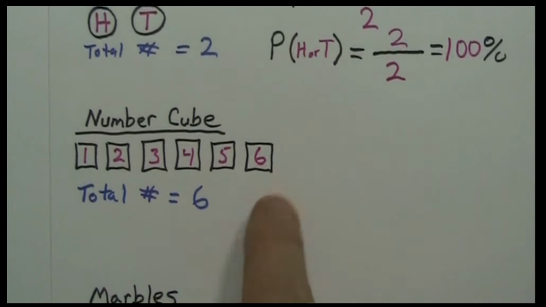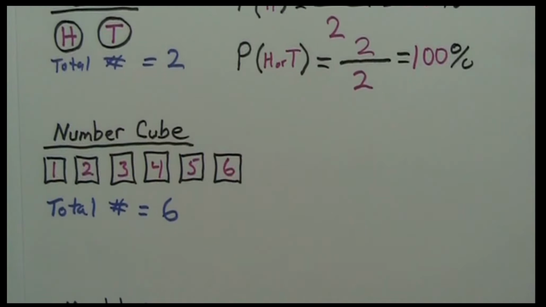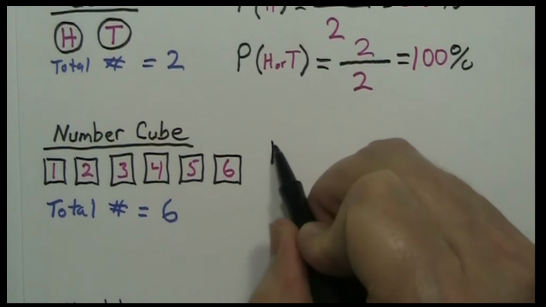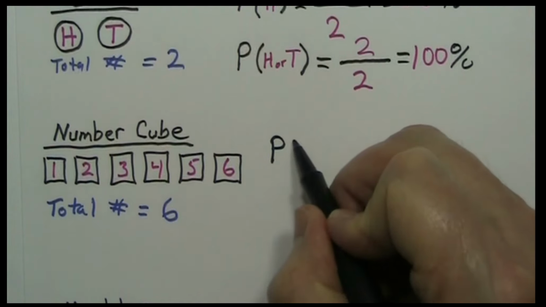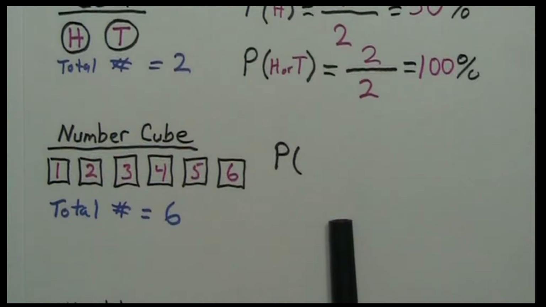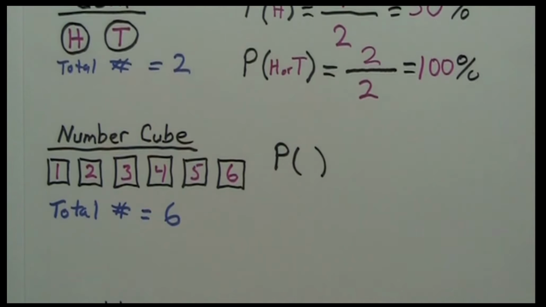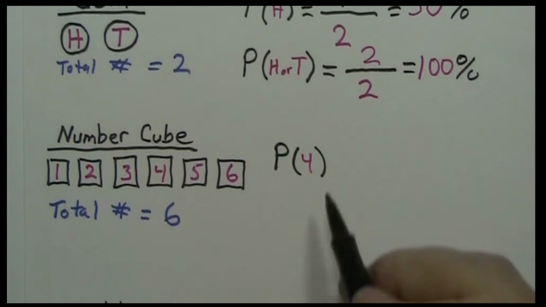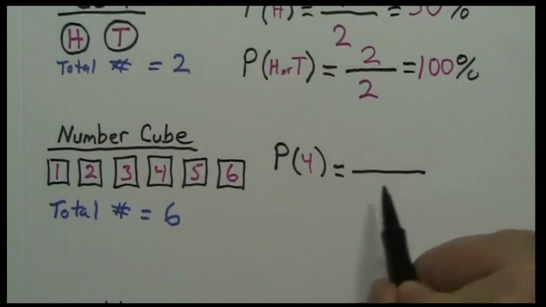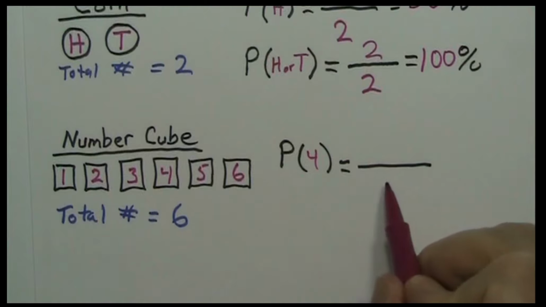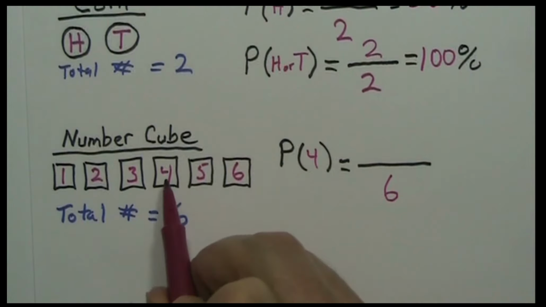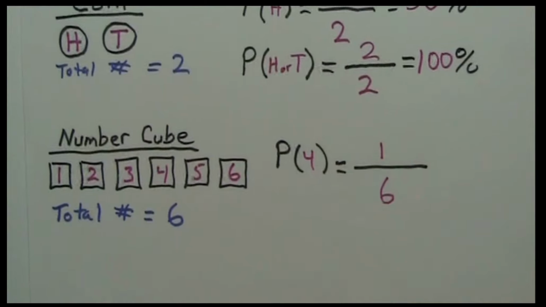So there's 6 total possibilities. So what is the probability of rolling a 4? Well, let's see. The total number is 6. There's 6 possible. That goes on the bottom. And how many 4s are there? There's just one 4.